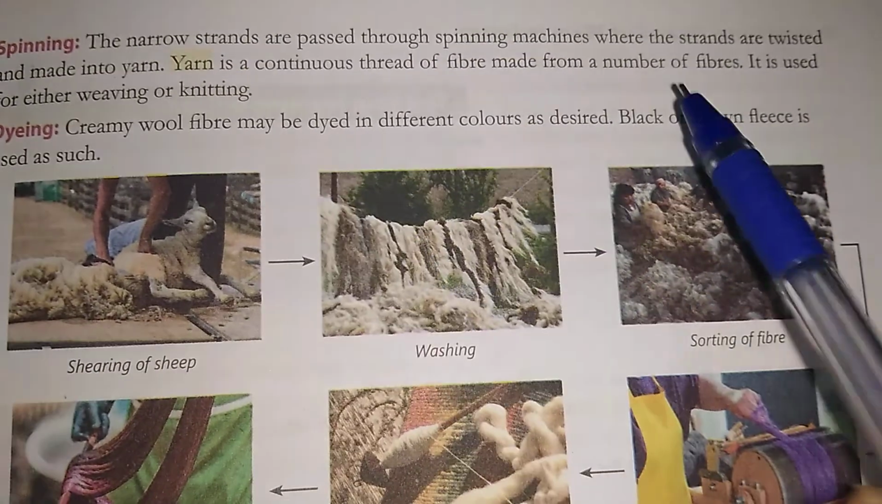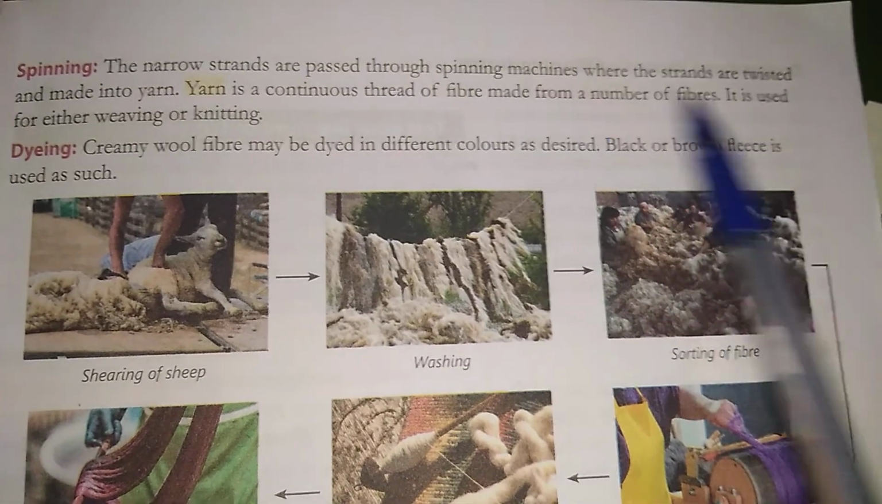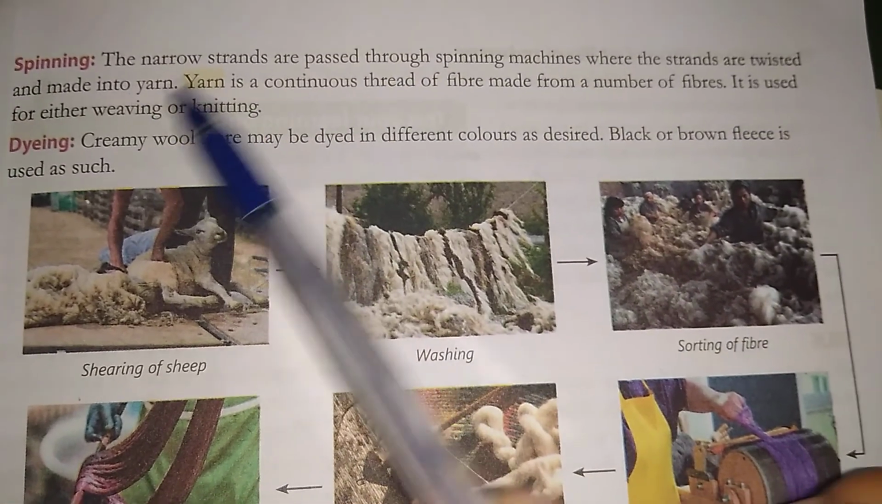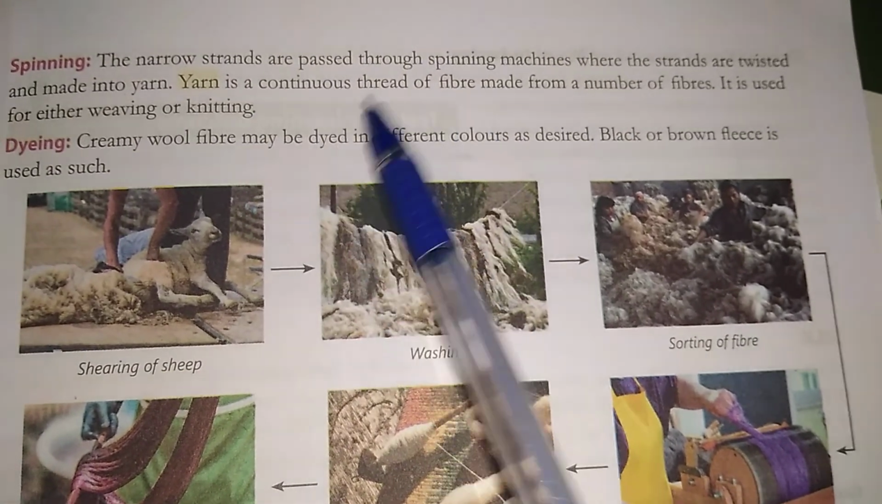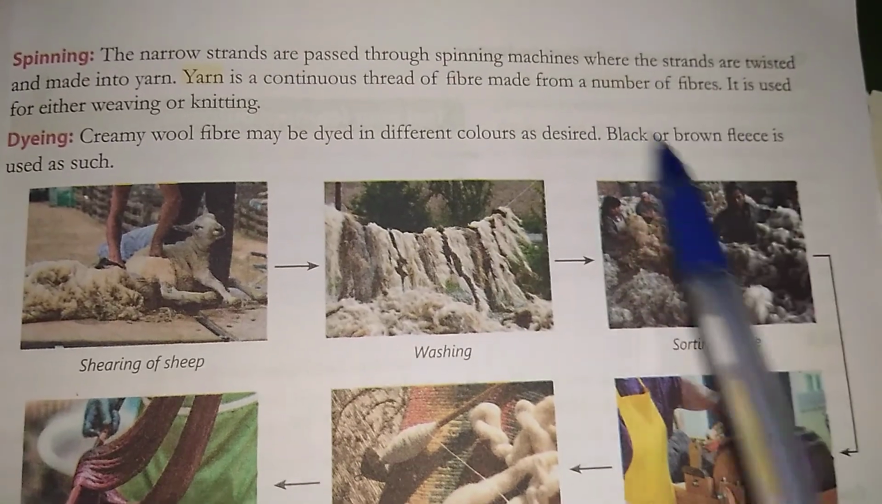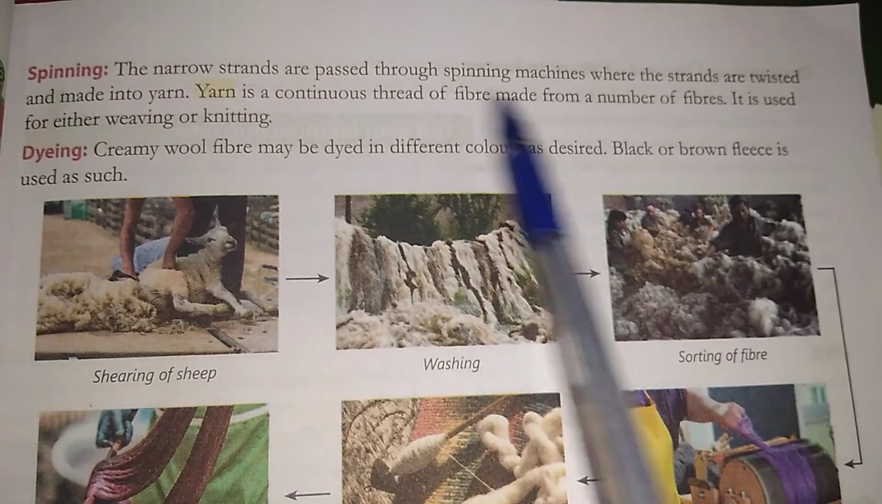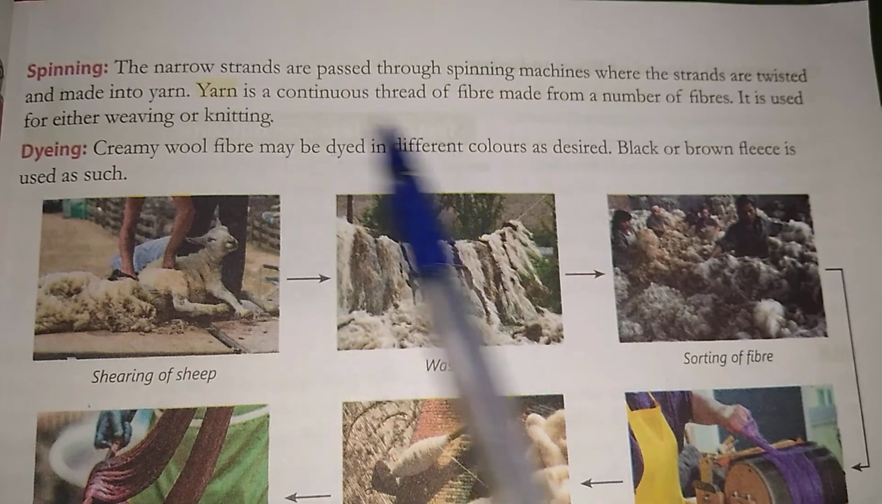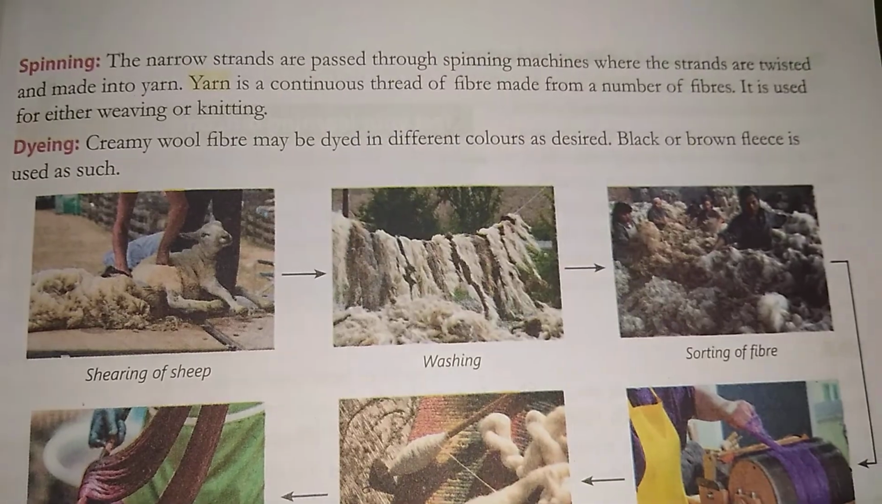Our next topic is spinning. So the narrow strands are passed through the spinning machine, where the strands are twisted and made into yarn. So yarn will be made here during the spinning. And what is yarn? Yarn is a continuous thread of fiber, made up of a number of fibers. So a number of fibers will be joined to make the yarn, and it is used for either weaving or knitting. Now I'll show you the picture. Here is the picture showing the process of spinning, and here is the yarn.